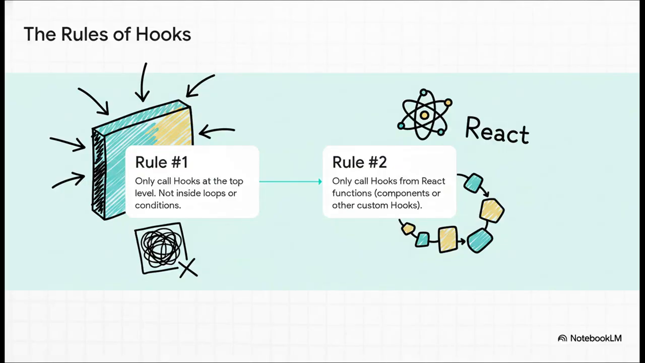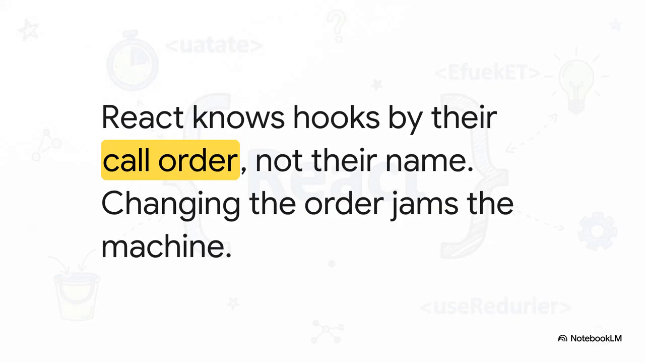So here they are. Number 1, hooks must always be called at the top level of your component. That means no putting them inside an if statement or a for loop, ever. And 2, you can only call hooks from a React function component or from another custom hook. You break these rules, and I promise you, you will encounter some of the most confusing bugs you can possibly imagine.